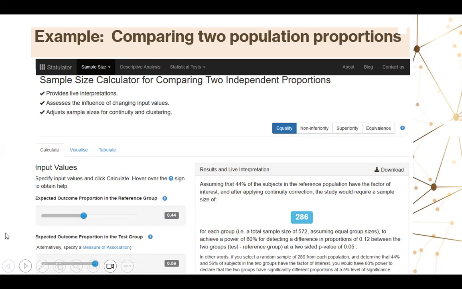But please note that the number it gives you is not the total sample size. It is the sample size per group. So the total would be 572. You do not get 286 and divide it by 2. You get 286 as a point of reference for one group, and then 286 again for the other group.